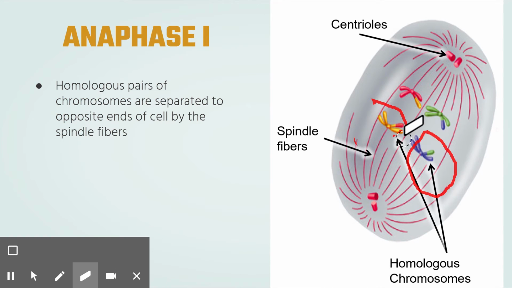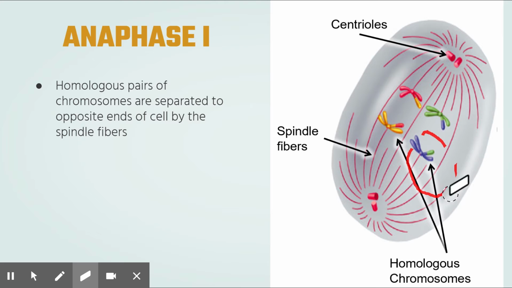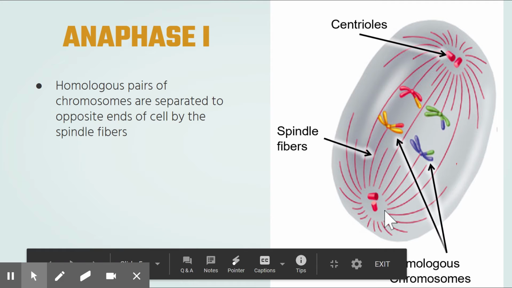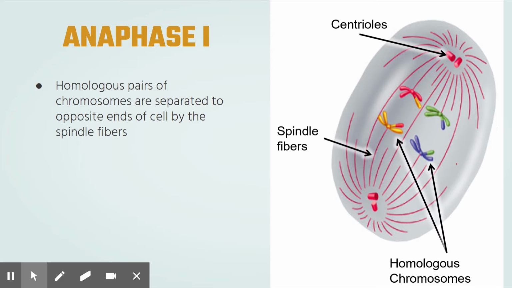During anaphase 1, the homologous pairs of chromosomes are separated to opposite ends of the cell by the spindle fibers. So these spindle fibers are doing the pulling to separate the entire chromosome. The entire chromosome is being moved to opposite sides of the cell. Remember that A stands for away. The chromosomes move away from each other to opposite sides.